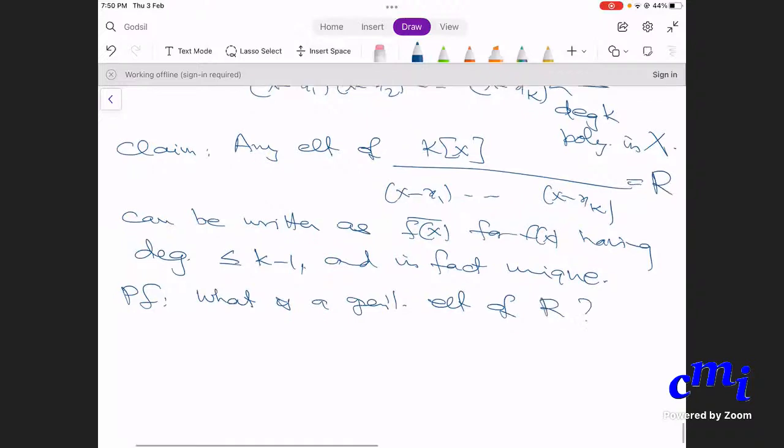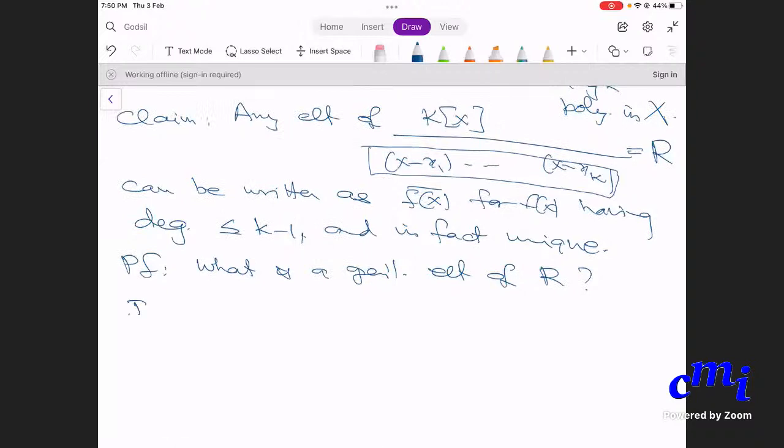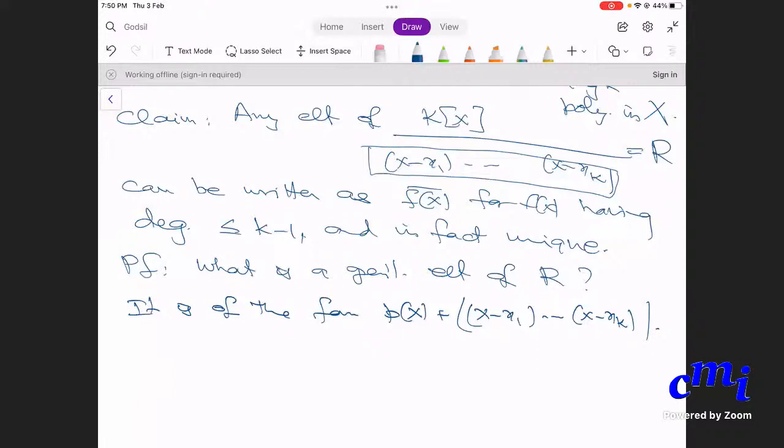So a general element of R is a coset with respect to this ideal. The general element of R is of the form some p(x) plus the ideal generated by this product. But you see, this is of degree k. It's a monic polynomial of degree k. Doesn't matter that it's monic. It's some polynomial of degree k. So you can divide p(x) by this and write it as q(x) times this polynomial plus a remainder, where the remainder has degree less than k.